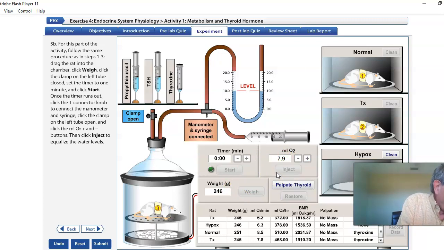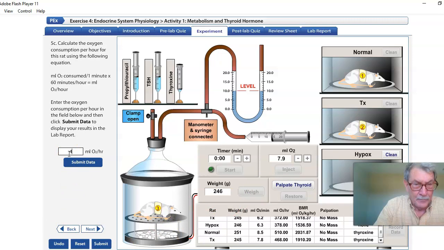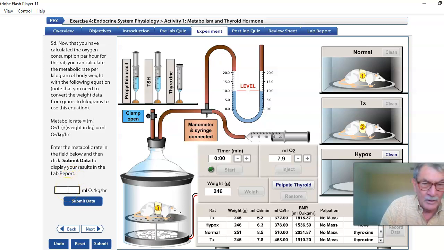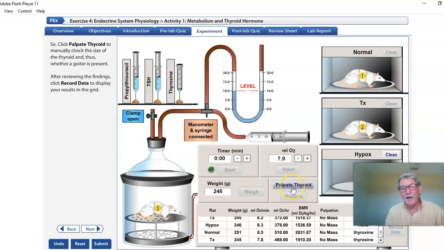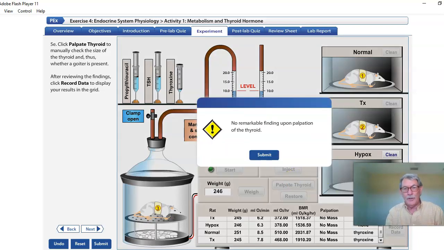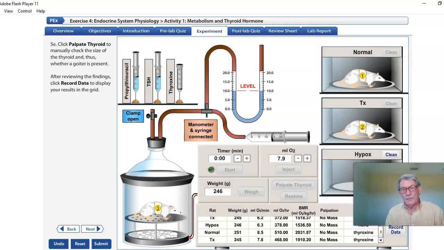7.9 times 60 equals 474. Submit. Here we go. Divided by 0.246 equals 1927. So you see he's fairly close to your rat that's missing his thyroid. Will he have a goiter? No, he's not making any TSH. It's TSH that causes goiters. Great. Submit. Record data.